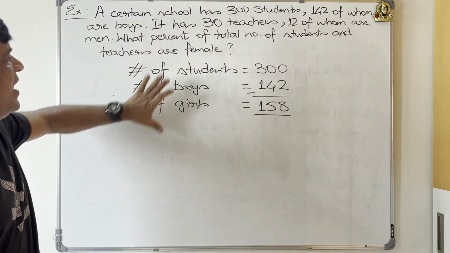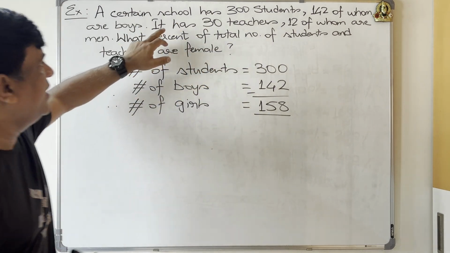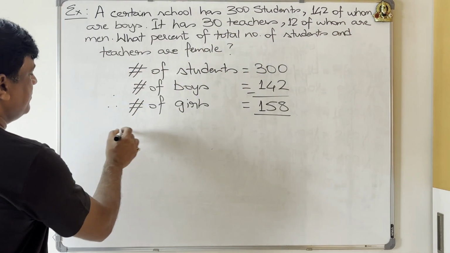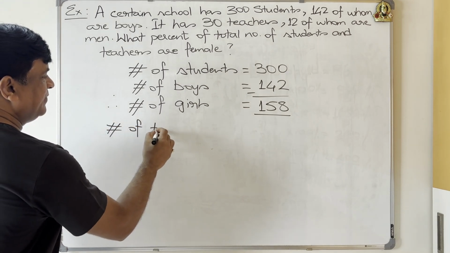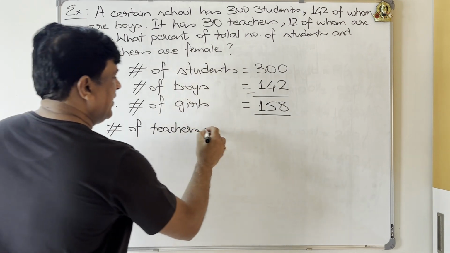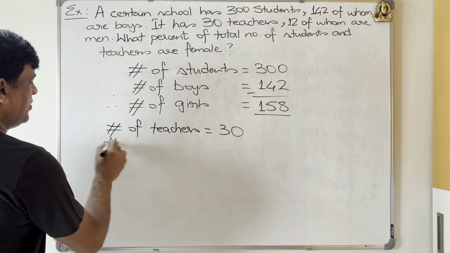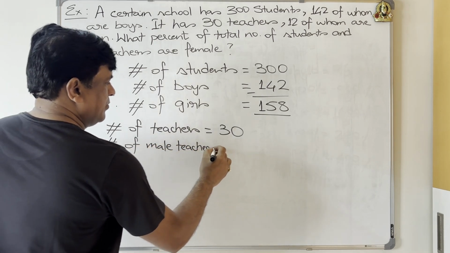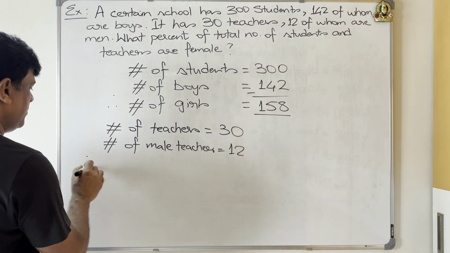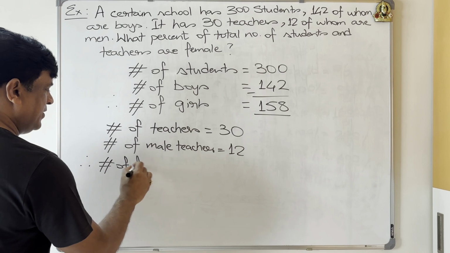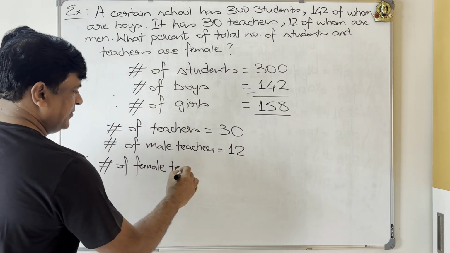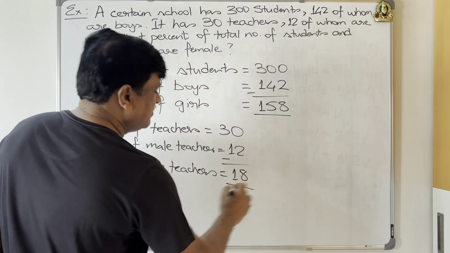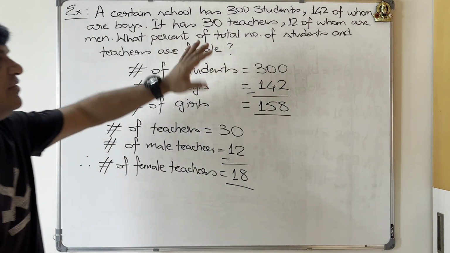So from the first statement, I can make out this data. Now I'll go to the second statement. It has 30 teachers, 12 of whom are men. Okay, so they are saying number of teachers is equal to 30. Number of male teachers is equal to 12. So therefore, number of female teachers will be equal to this minus this, which is 18, right? I have got my data sorted out, whatever they have given in the problem.